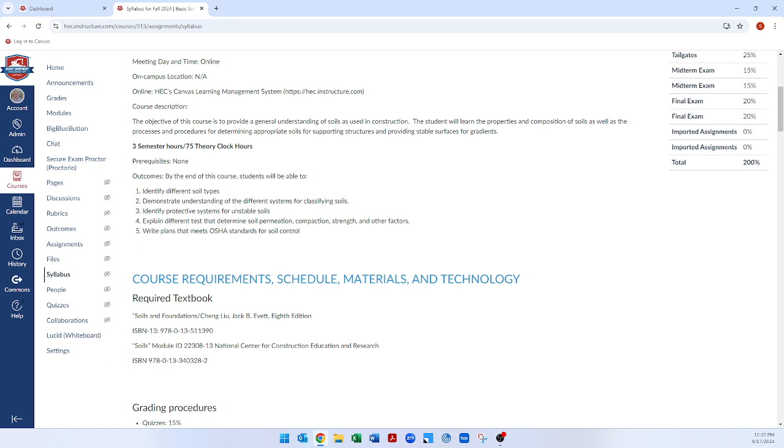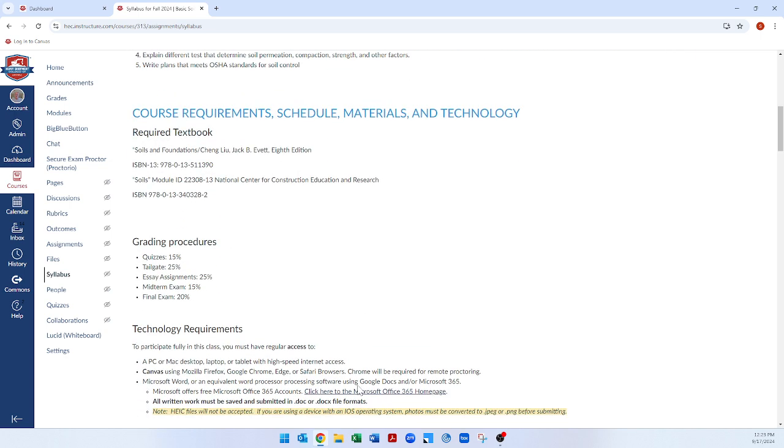So we will also be using the SOILS module 22308-13 from the National Center for Construction Education and Research. I think that I have ordered a hard copy. It's 40-something pages in the whole thing, but it's really good stuff in there that'll lead us into some of this more advanced classification. So we'll be using that too.